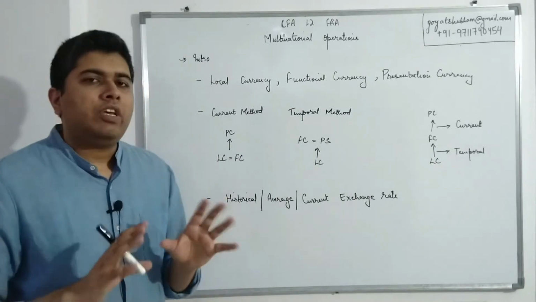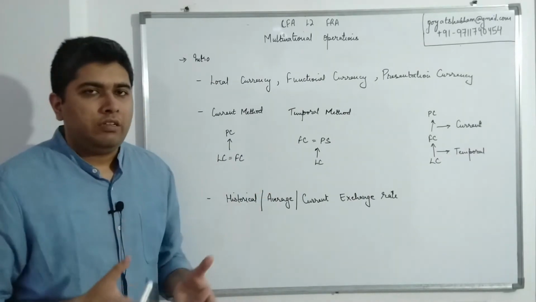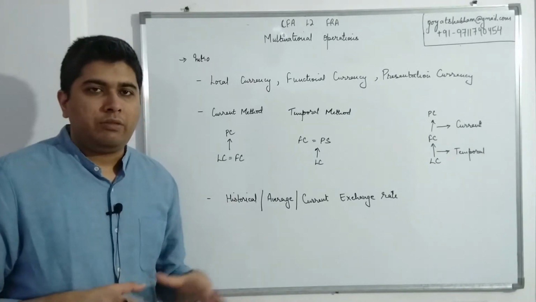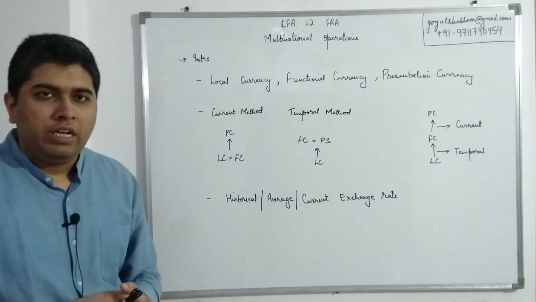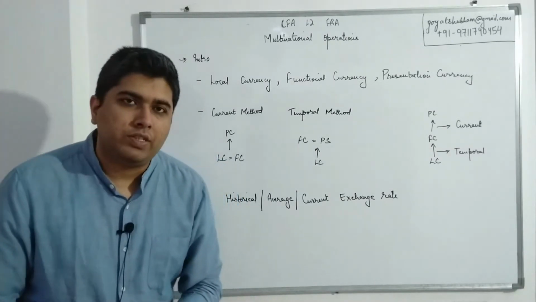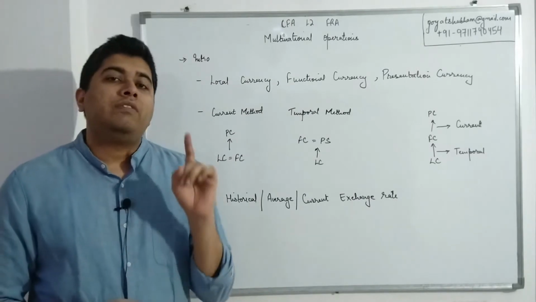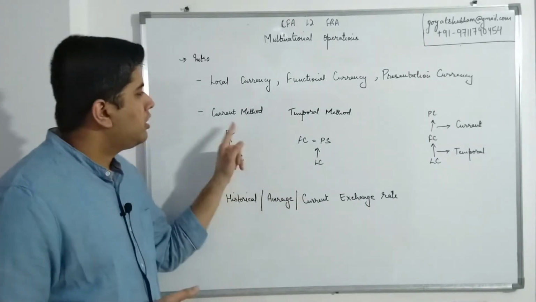So they are giving a few pointers as to what management can consider when they are deciding the functional currency, because effectively it's management's decision as to what they believe is the appropriate functional currency for the business. With all of that out of the way, let's start with the first method we have, the current rate method.